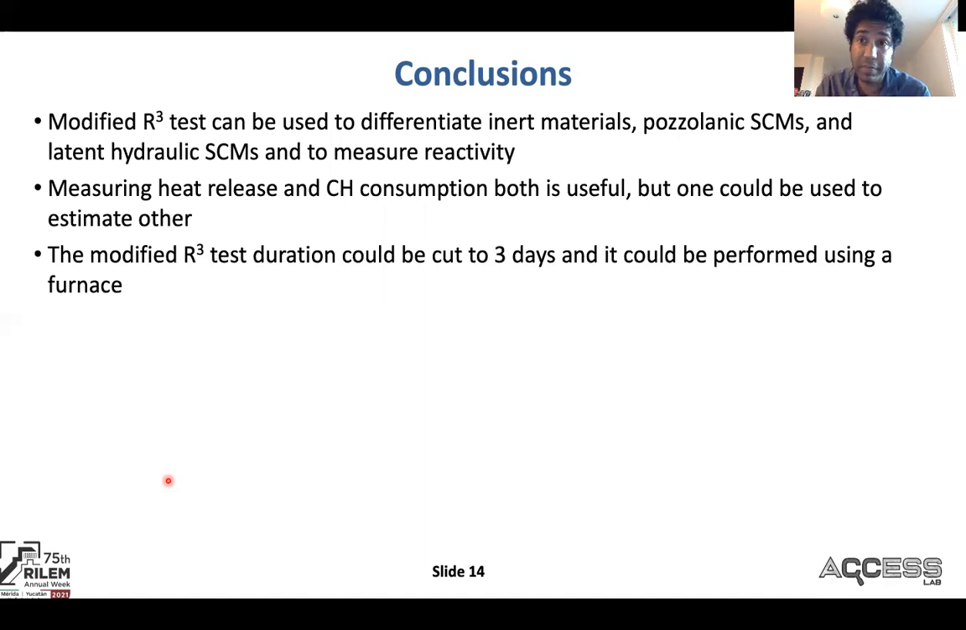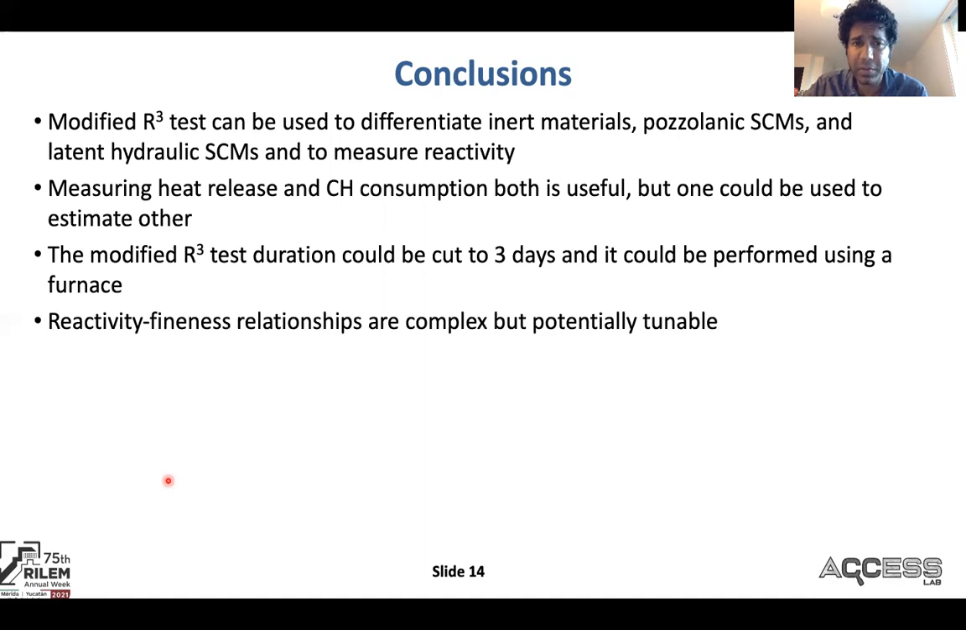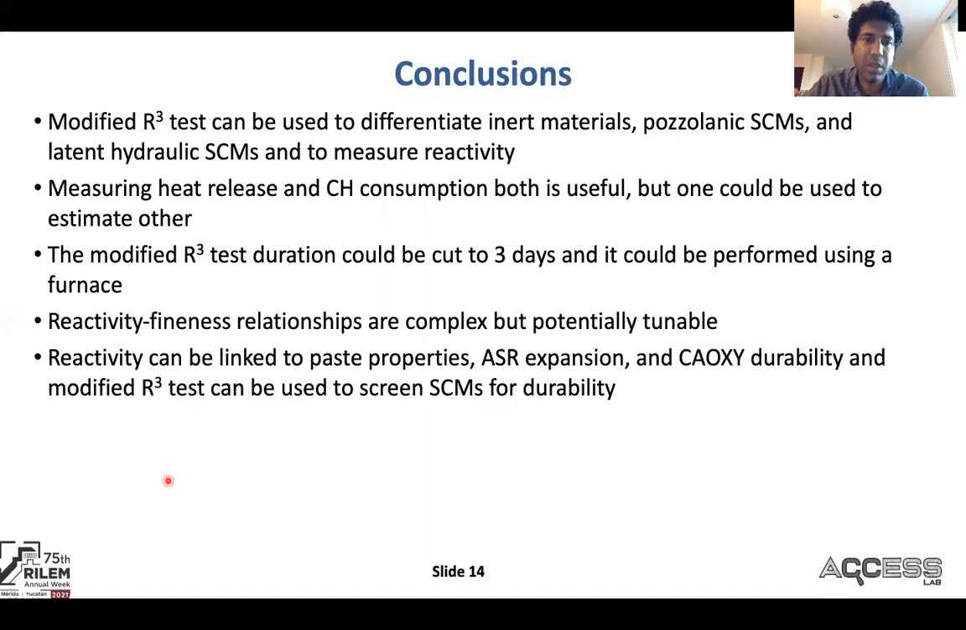This test, normally the way we are running it is quite expensive, but you can cut it down to 3 days, and it can be performed using a $5,000 furnace if you are okay with just using it for screening. Reactivity fineness relationships are complex, potentially tunable, and you could manipulate these relationships in a lot of different ways. The reactivity can be linked to paste properties, ASR expansion, oxychloride durability, and the modified R3 test can be used to screen SEMs for durability, but a lot of other factors are important in this durability or paste property evaluation.